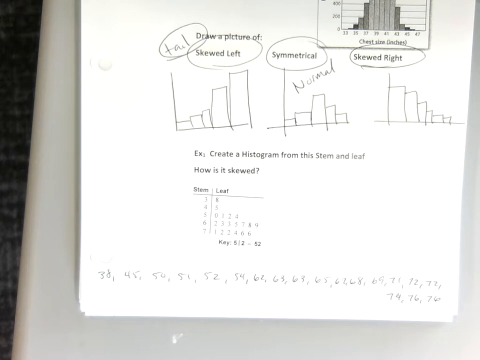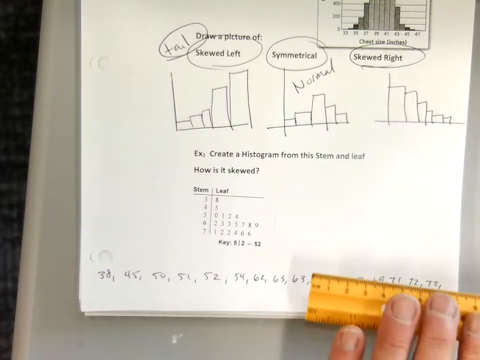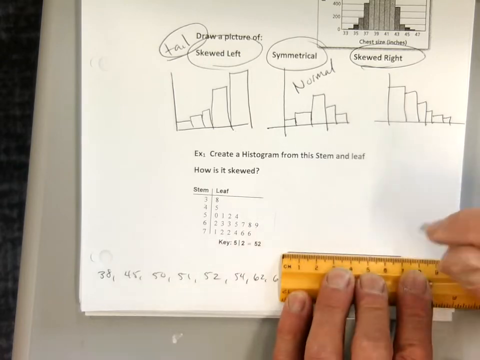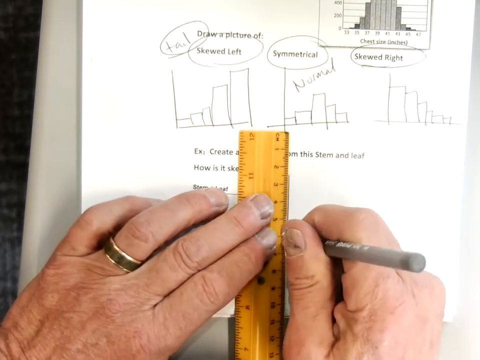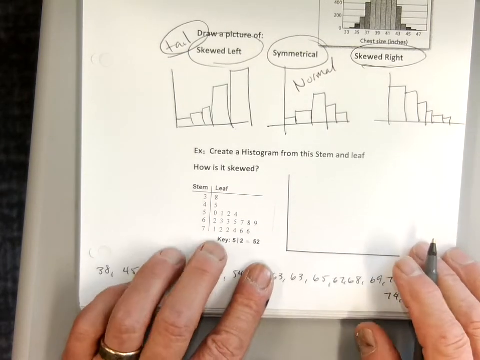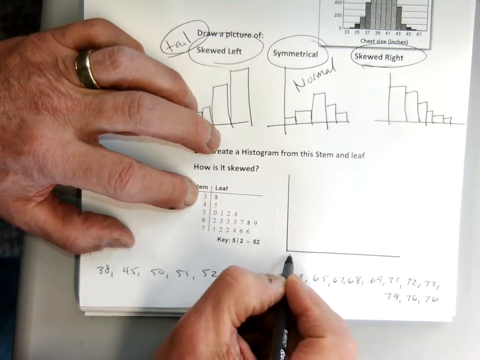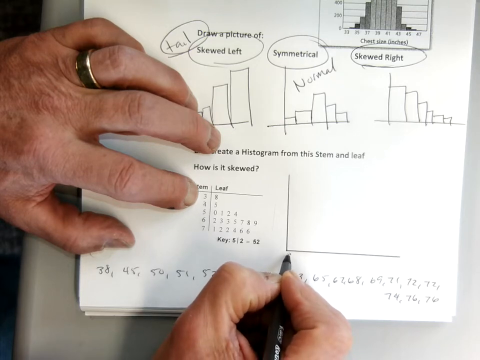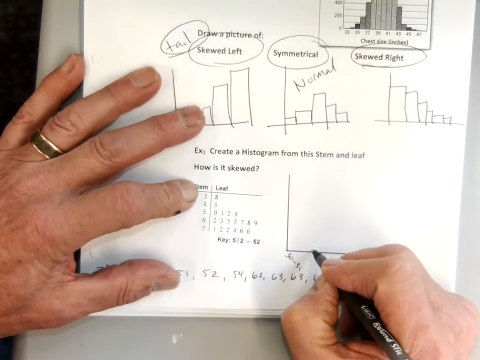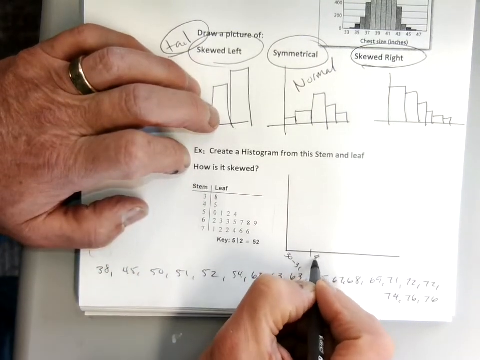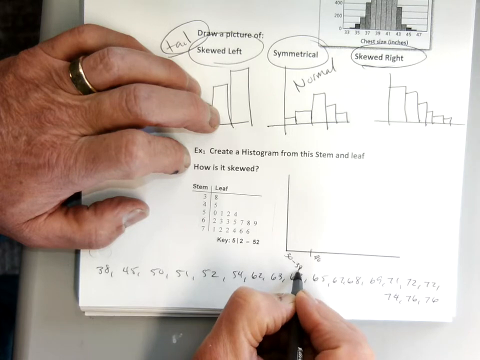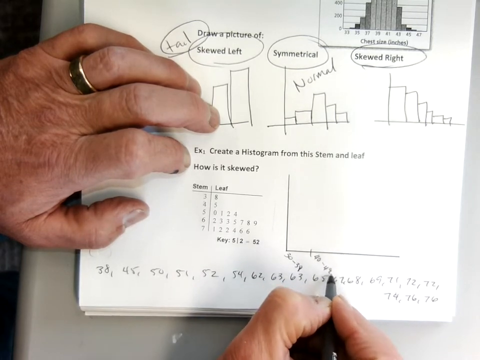I like that. So now, we have to make a histogram. Our intervals are kind of there, aren't they? So I'm going to go ahead and make my histogram. My intervals are going to go from in the 30s. We'll go 30 to 39. We'll go 40 to 49.